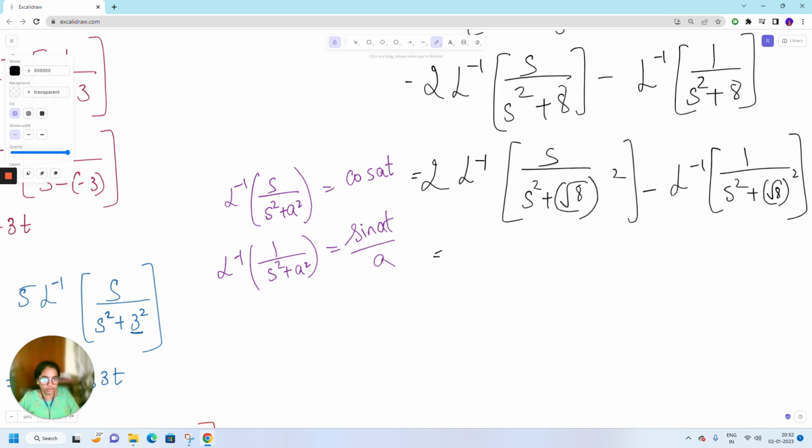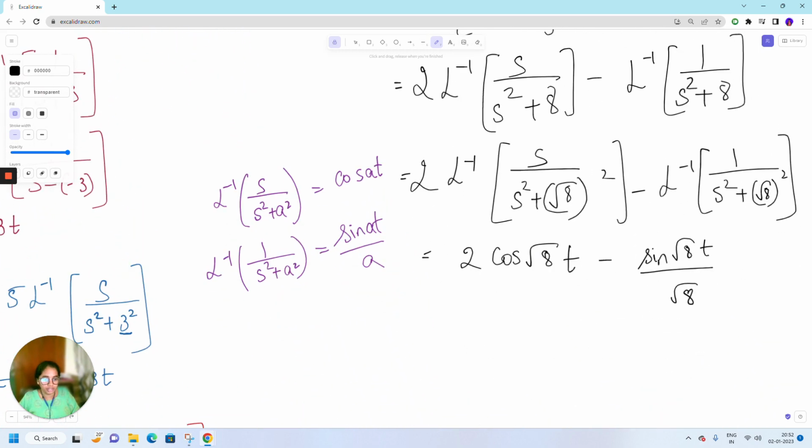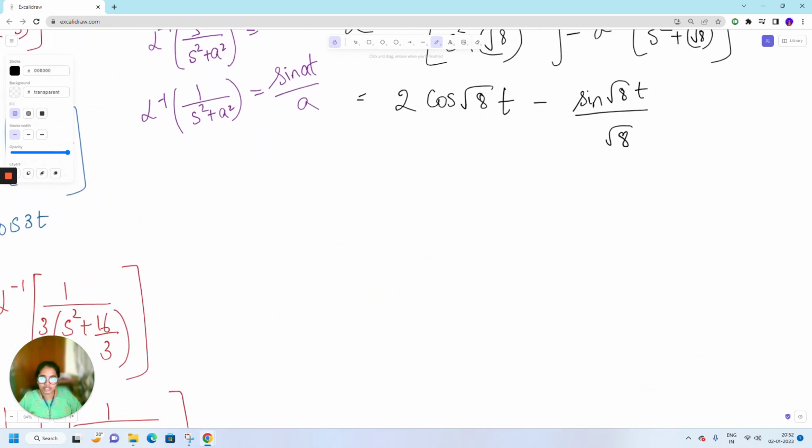This is equal to 2 times cos root 8 t minus sine root 8 t divided by root 8. Okay, this is our Laplace transform of the given question. Now let me write down the next problem. Find the inverse Laplace transform of, that is the sixth one, (3s square plus 4) divided by s to the power 4.